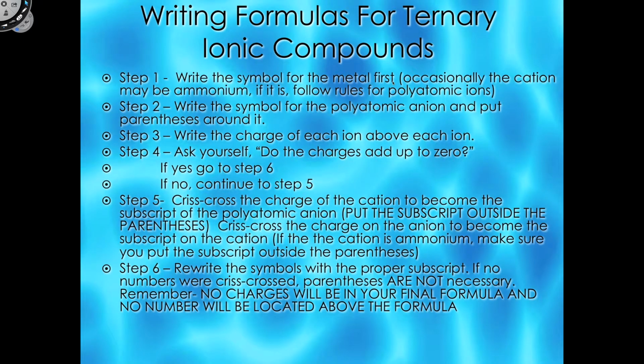All right, so we are going on with part 4 of our formulas and nomenclature PowerPoint. We're going to start learning about writing formulas for ternary ionic compounds. And of course, remember, ternary ionic means that it starts with a metal, usually. Now, of course, there is an exception to that. We could have one that started with our polyatomic cation, ammonium. But typically we'll start with a metal, and then connected to the metal will be the polyatomic ion.